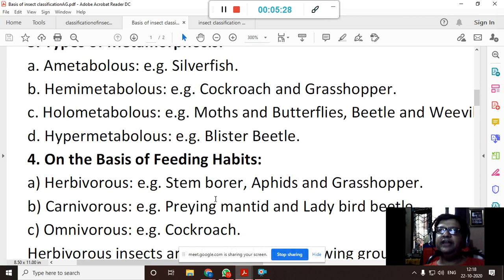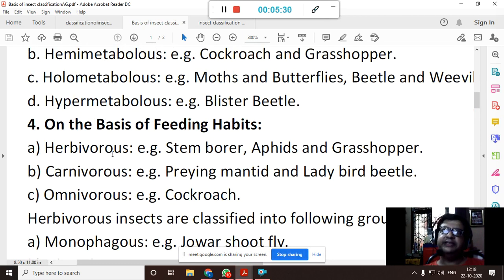Then they can be classified on the basis of feeding behavior, feeding habits. They can be herbivorous, they can be carnivorous, they can be omnivorous. Like cockroaches are omnivorous, carnivorous are the praying mantids or the ladybird beetle. The herbivorous ones are the stem borer or the aphids and the grasshopper.